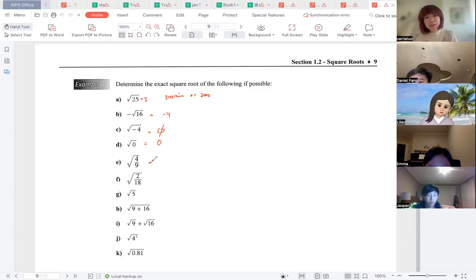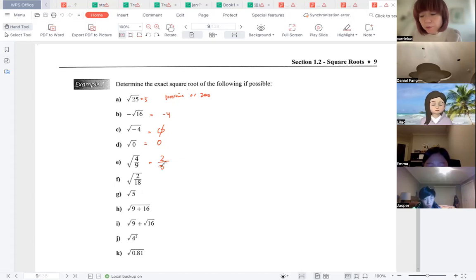But if you see a fraction, how do we do it? Basically, you can simplify it first, but if you cannot simplify, Jasper, square root the top and square root the bottom separately. Square root of 4 equals 2 and square root of 9 equals 3. So the answer is 2 over 3.